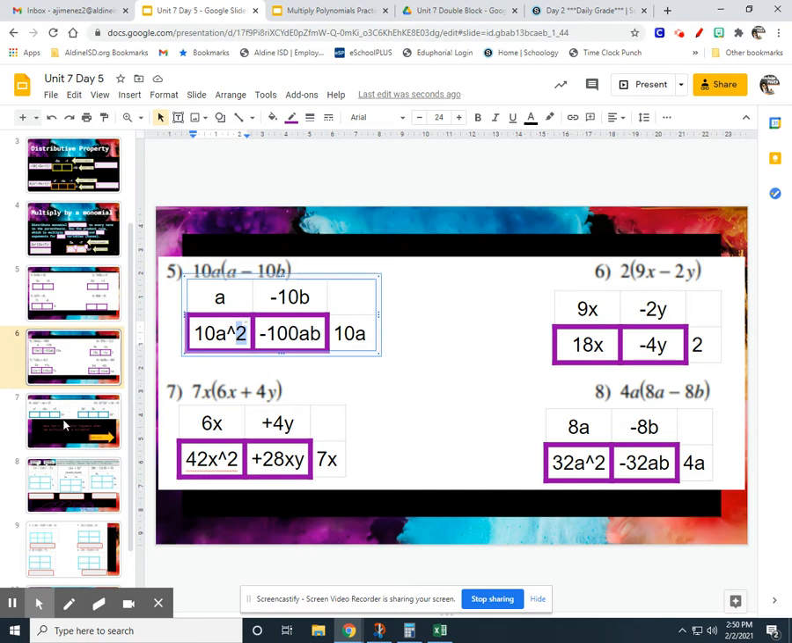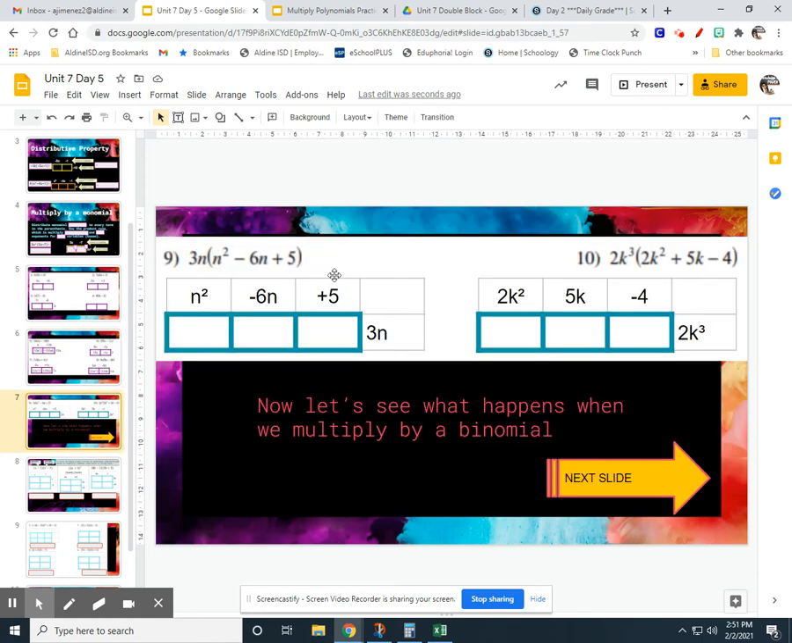Okay, so that was multiplying a monomial by a binomial. So now let's look at what it would look like with something a little bit longer. I filled it out for you. I have 3 terms here, so three columns. I have 1 term at the end, so 1 over here. 3 terms at the top and 1 right here.